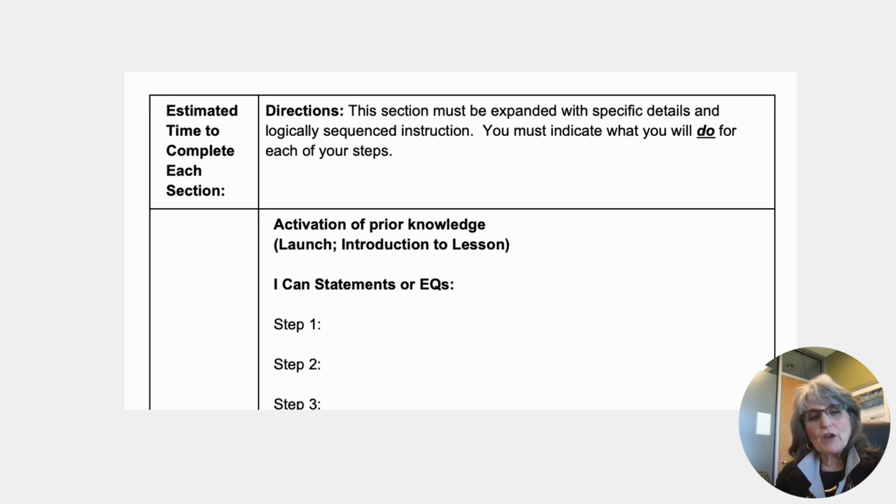So the first thing is your activator of prior knowledge. This should be something that's quick. It should be no more than 2 to 3 minutes. So do not think you're going to show a 5-minute video and then do an activity and that's your activator. That's part of your lesson.